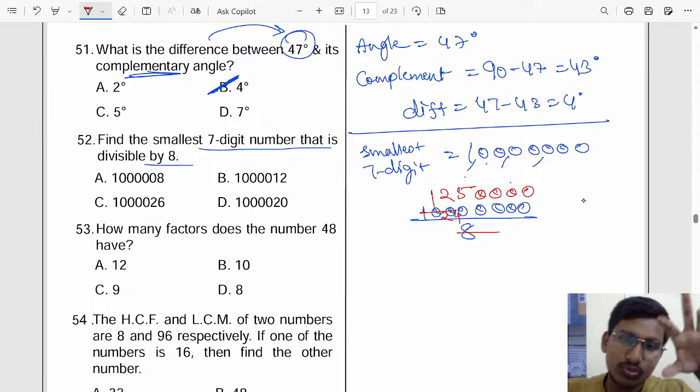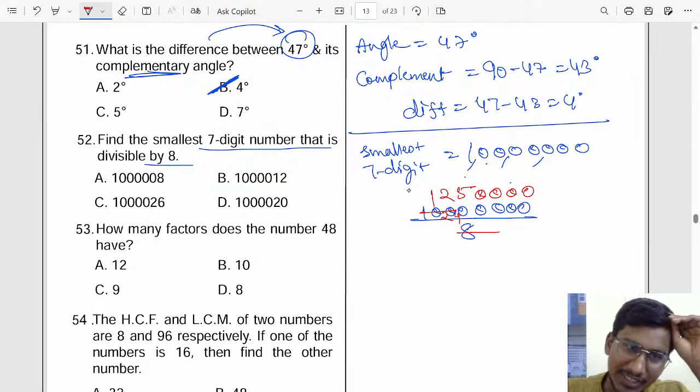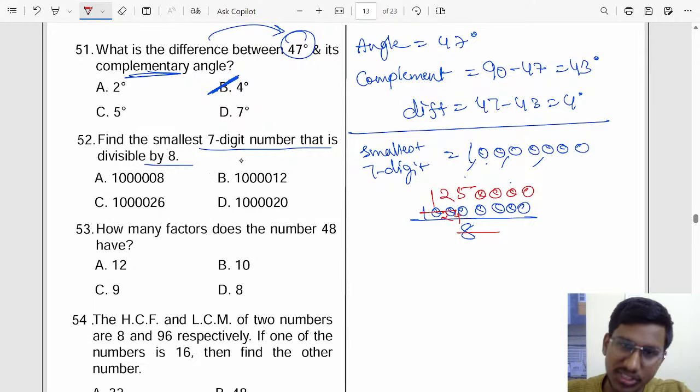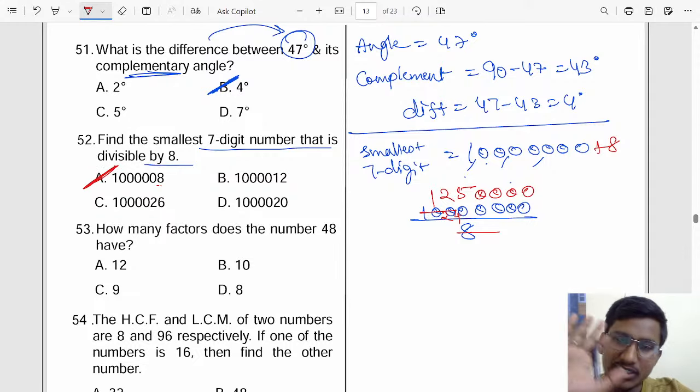So this is not the answer here, right? There is no 1 crore in the options. So in the options, 8 is there. So after 1 crore, if you add 8, it will be 1 crore 8. So answer option A will be the answer. Okay, A will be the answer.